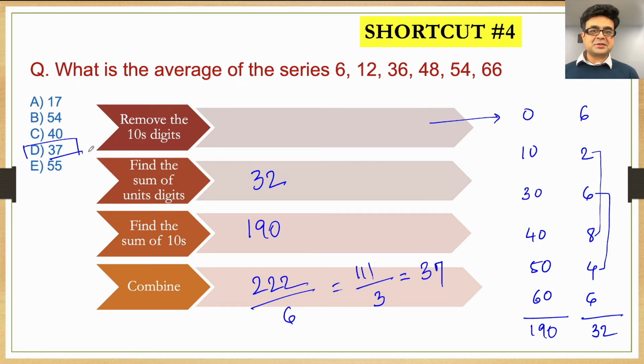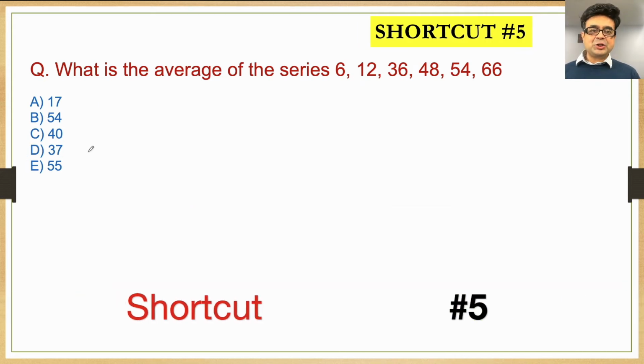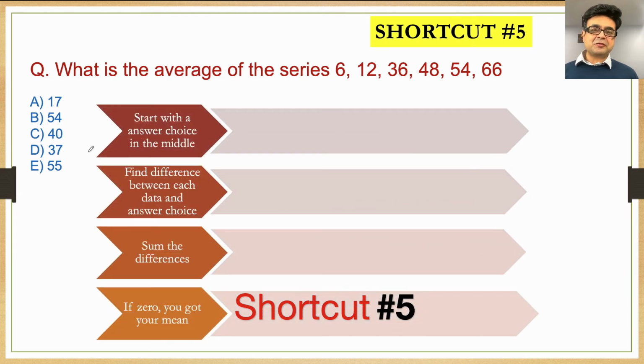Please do practice this method because it doesn't apply only to averages but also to the sum of two different numbers. And finally, shortcut number 5. This is my least preferred method. However, it can be very powerful in the right circumstances.